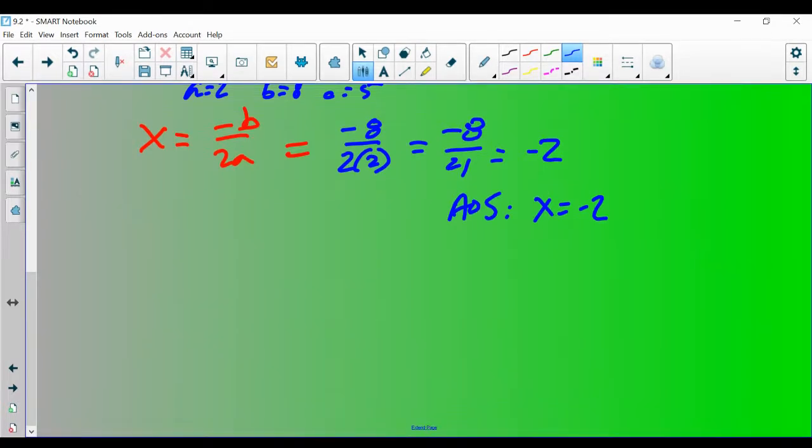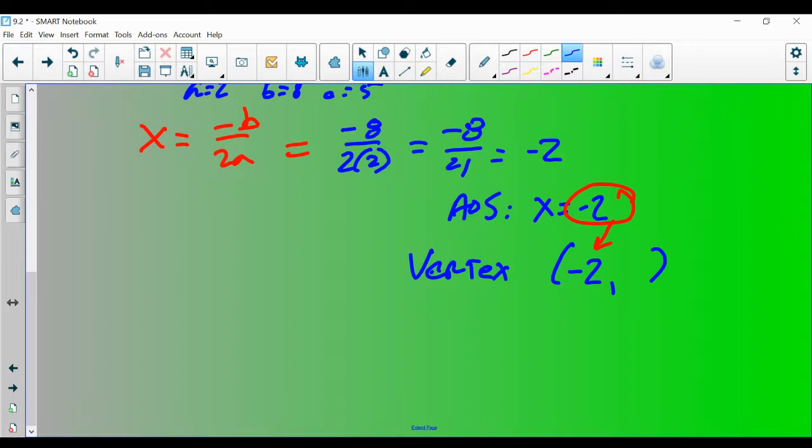Once you know the axis of symmetry, you also always know the x value of the vertex. The vertex is a point, and whatever the axis of symmetry is also going to be the same as the x value of the vertex. So in our problem, the vertex is going to be negative 2 because that's what the axis of symmetry is, comma, and then we have to find out what the y value is.